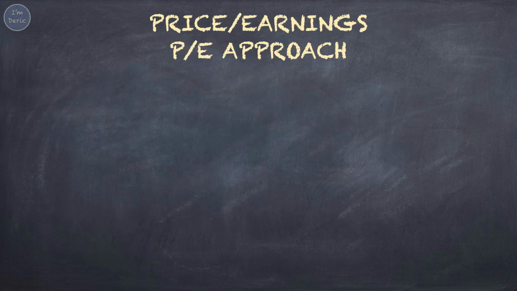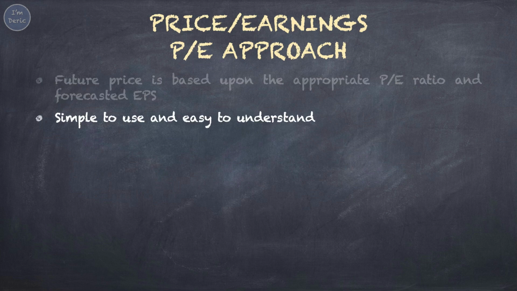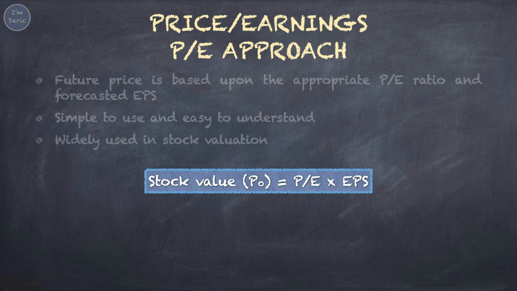Another one is the price earnings, PE approach. Future price is based upon the appropriate PE ratio and forecasted EPS. This approach is simple to use and easy to understand. It's widely used in stock valuation. To get the stock value or intrinsic value, we take PE ratio times EPS.